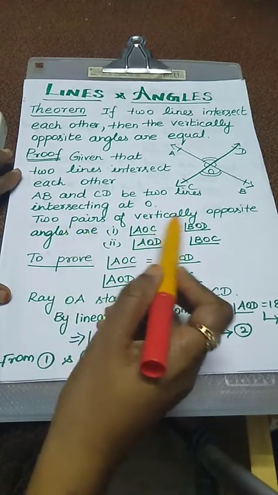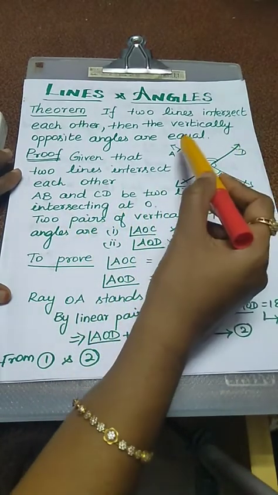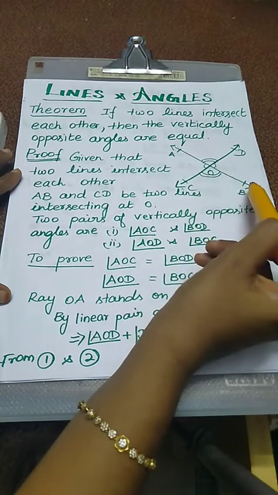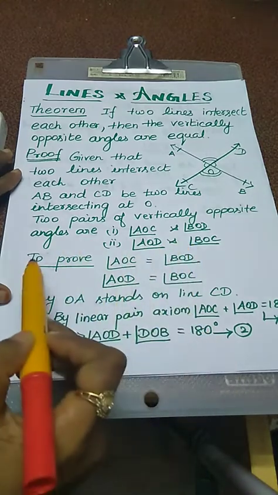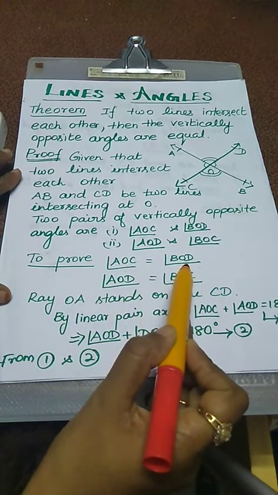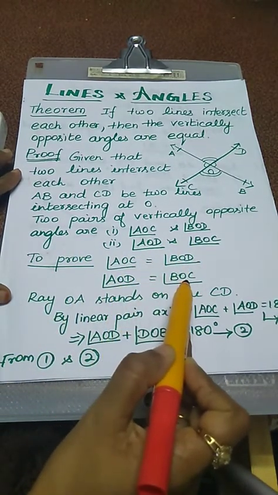So what are the two pairs of vertically opposite angles? One pair is AOC, BOD. The second pair is AOD and BOC. Okay. To prove: angle AOC is equal to angle BOD, and angle AOD is equal to angle BOC.